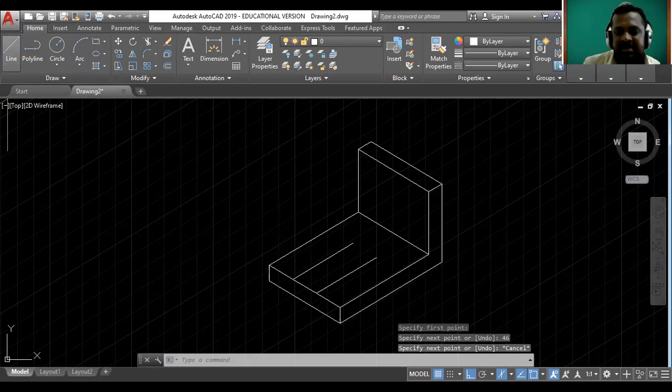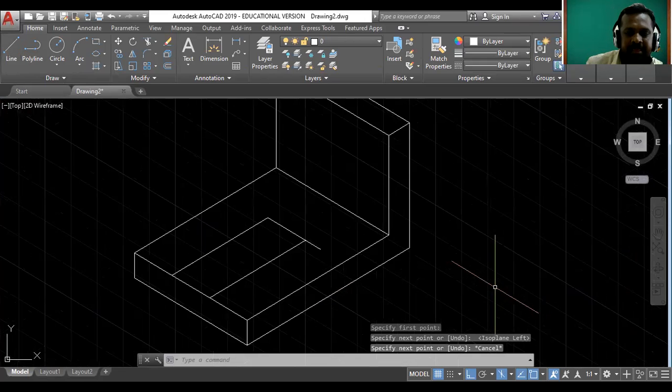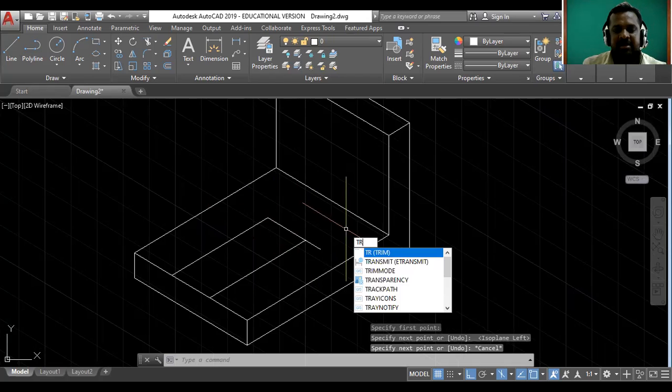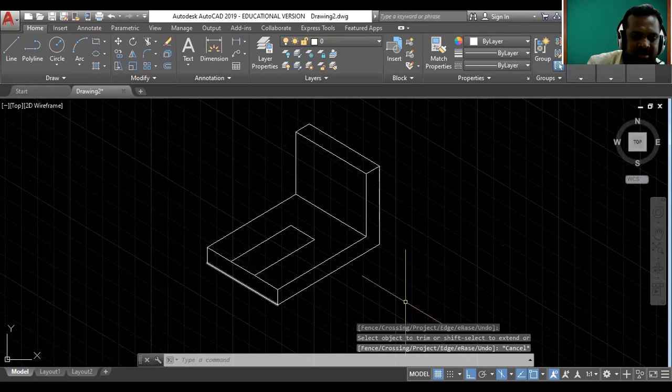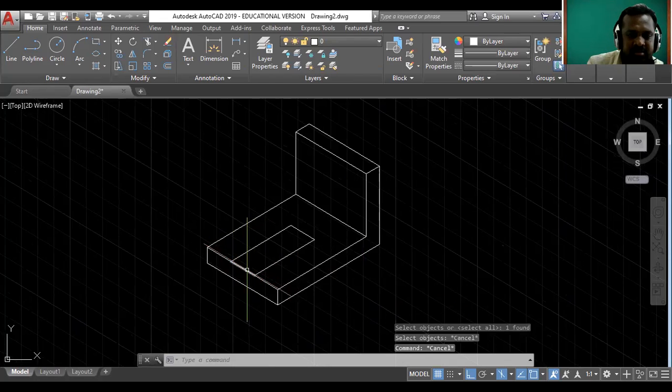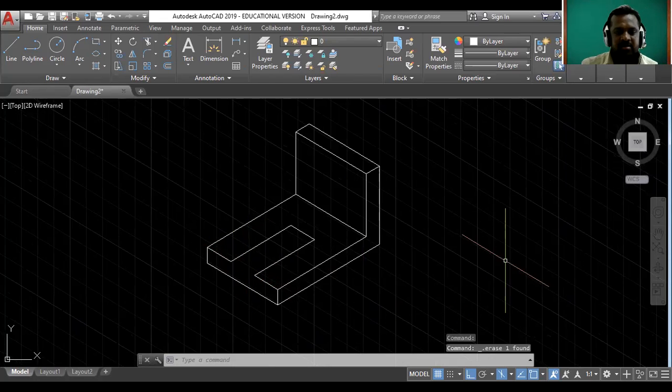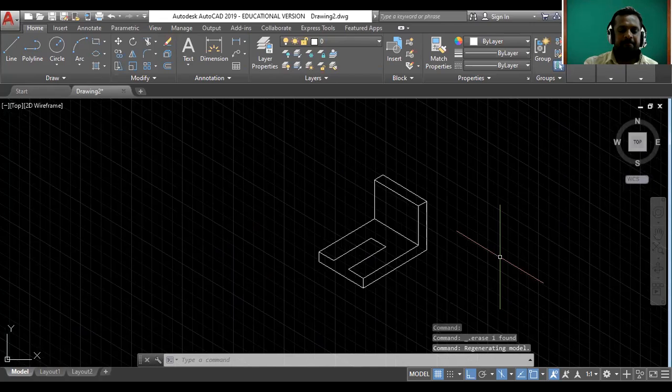Change the plane by pressing F5 in this way. Then trim this extended line. TR, double enter, trim this. Again, this portion is not required, no? So TR, double enter.